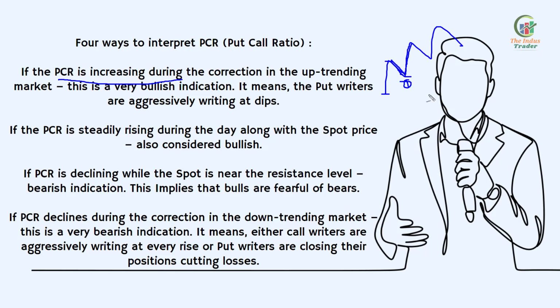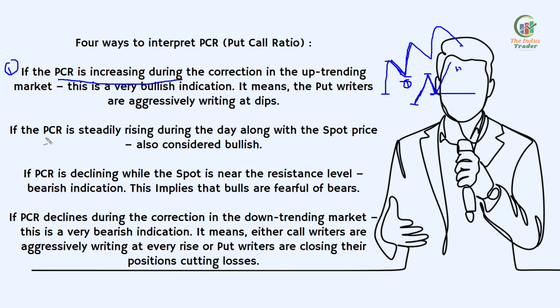So in that buy on dips market also, in that particular dip, if the PCR is increasing above 1.25, then obviously I will be bullish, and I will draw some Fibonacci, find some important supports here, and from there I can trade. So this is case one.